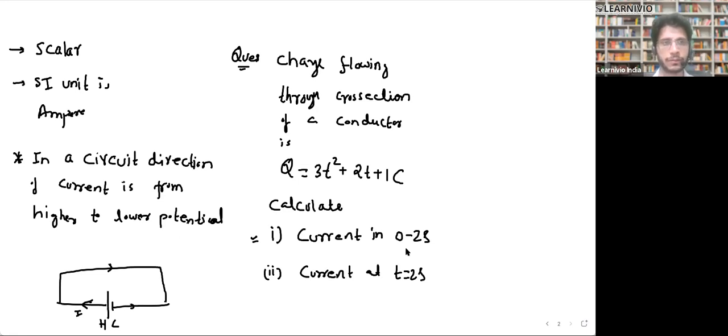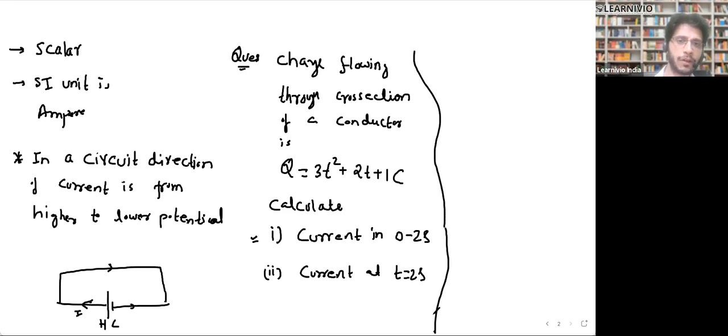Yes, Ahmed. So in the first part, it's a time interval. When the interval is given, that means you are supposed to calculate the average current. But if an instant is given, that means you're supposed to calculate the instantaneous current. So the first is very straightforward.